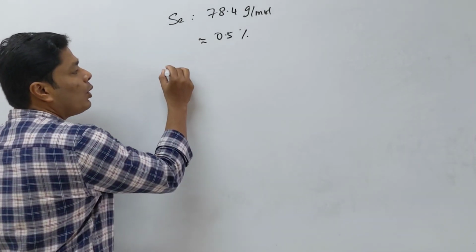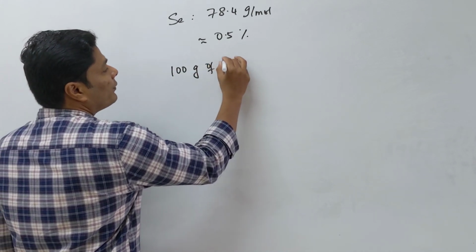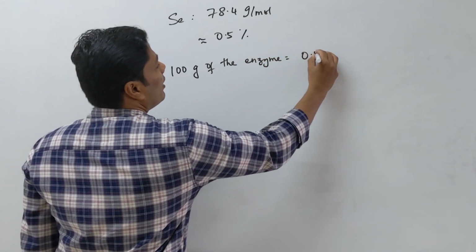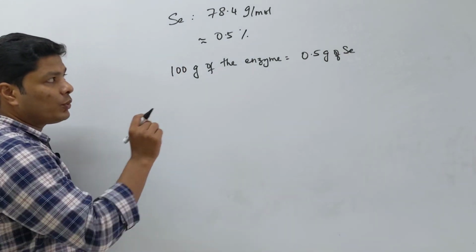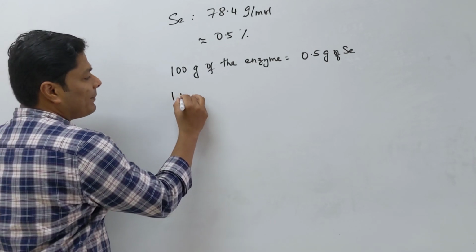Let's say we are going to take 100 grams of the enzyme. What it means, you have 0.5 grams of selenium. Okay, that is what it says. Now what we want to do is take 1 mole of the enzyme.